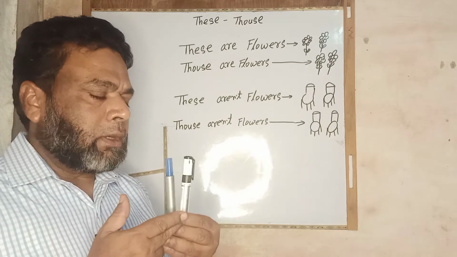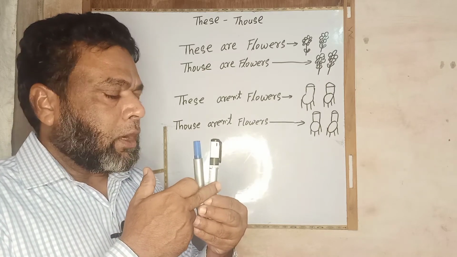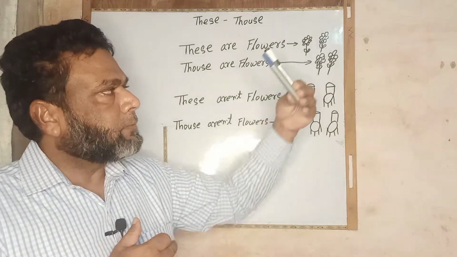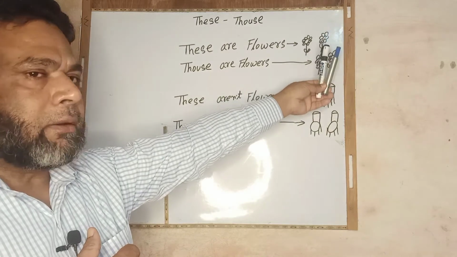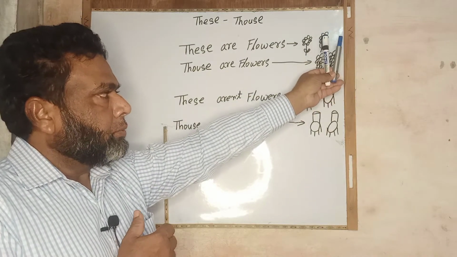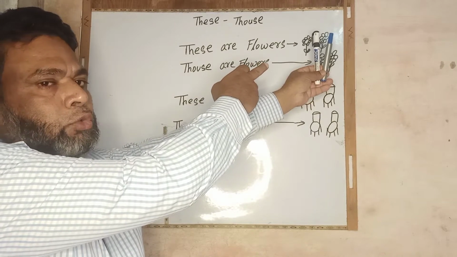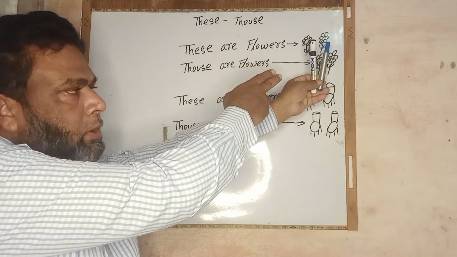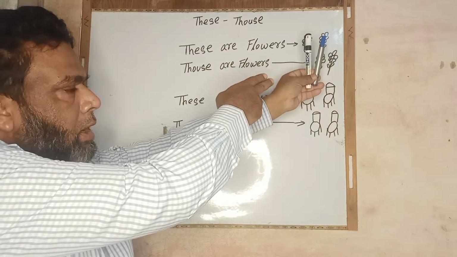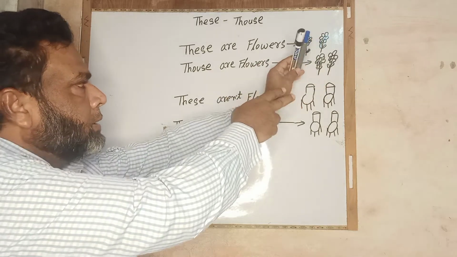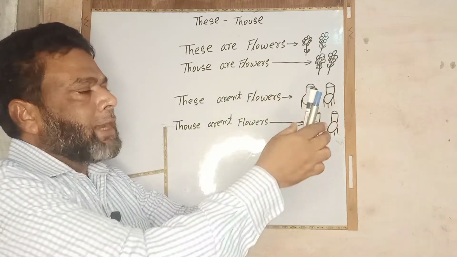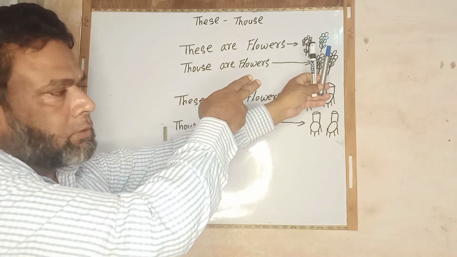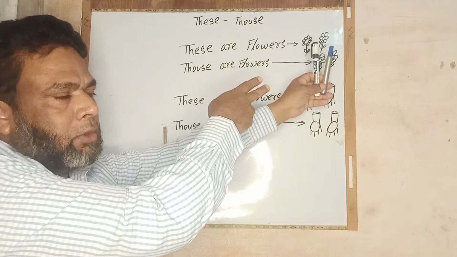So if close to me, just say these are markers. If far away, we can say those are markers. We also use R and S in the nouns. At the end of the noun we use S. So those are markers. Okay.